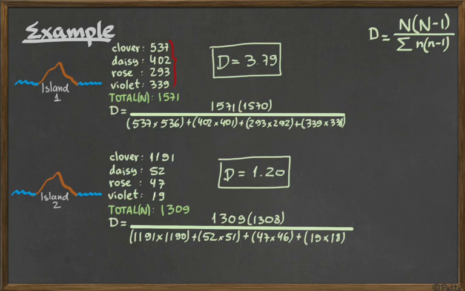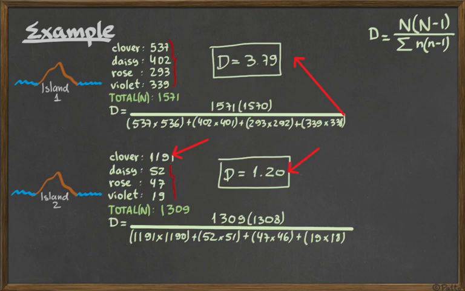What does it mean? It means that biodiversity is bigger here and it's smaller here. We have similar islands, similar place, same species around, clover, daisies, rose, violets, but you have a different evenness of those species. Although both of them have the same richness, 4 species in each, you have a much more concentrated number here in the number of clovers and much smaller number here of the others.